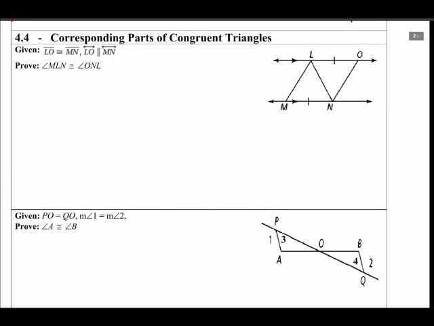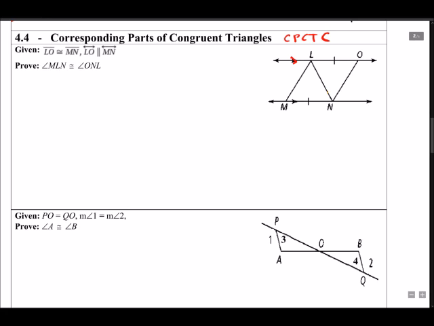All right, here's the second half of our review for Chapter 4, so 4.4 through 4.7, and let's see how fast we can get through this. All right, 4.4 was corresponding parts of congruent triangles, so that was our friend CPCTC, and looks like we've got a couple of proofs to do here. All right, let's take a look.